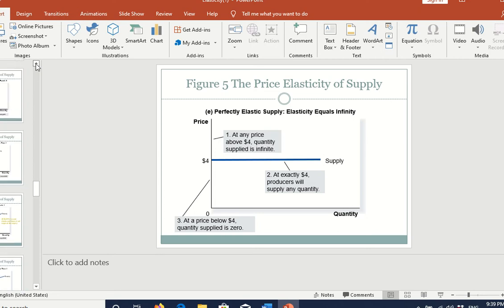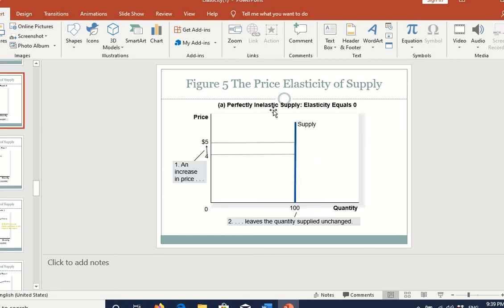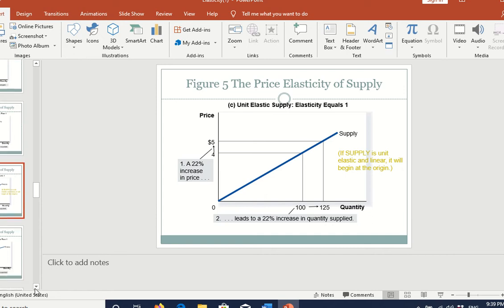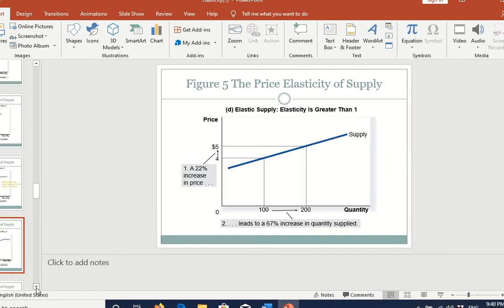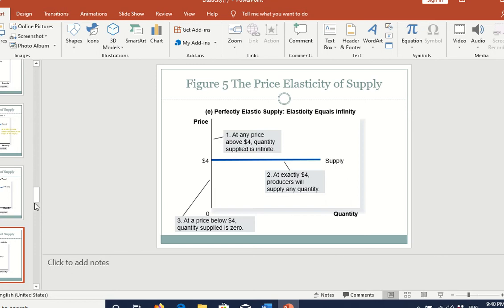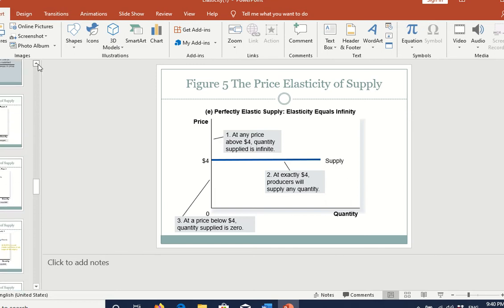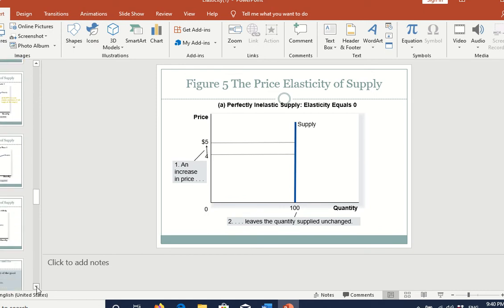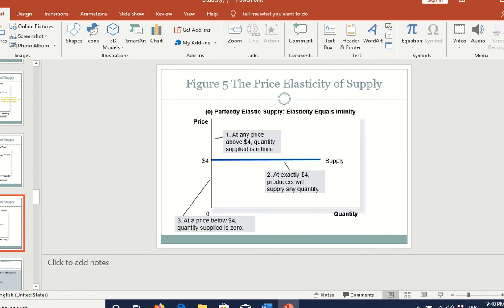So once again, let's go over the relationship between the price elasticity of supply and the shape of the supply curve. So this is when the price elasticity of supply is equal to 0. And then greater than 0 but less than 1, and then equal to 1, and then greater than 1, and then infinity. So similar to the demand side, you can see that the more elastic the supply becomes, the flatter the supply curve. Okay.